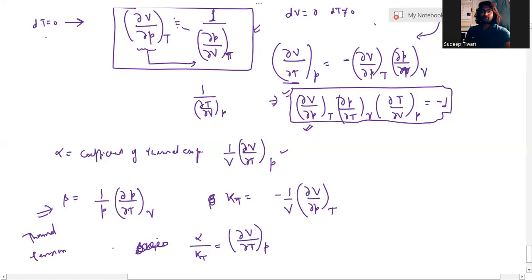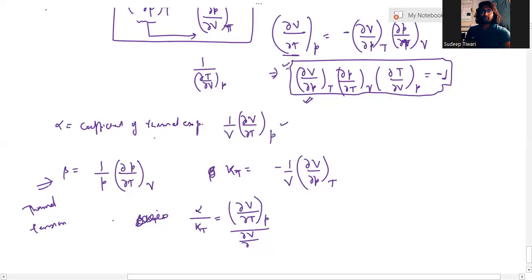And then I have this del V upon, so sorry. If I divide this alpha upon KT, so this is my, let's say I give it an equation number 1, I give it an equation number 2, and I give it an equation number 3. So if I divide 1 by 3, what I'll get? Alpha upon KT, there would be a negative sign as well. So negative sign minus del V upon del P at a constant temperature. Okay, I'm so sorry.